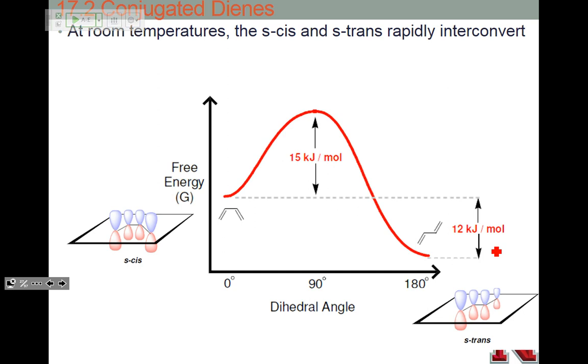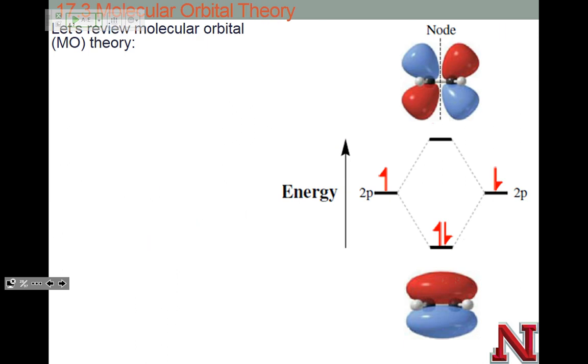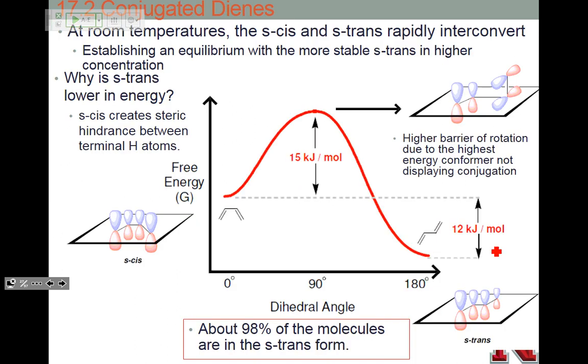But under normal room temperature, we can have this occur. So about 98% of the molecules are in that S-trans form. But as you can see, this barrier comes from the fact that we don't have conjugation. And the conjugation is what makes our conjugated pi bonds more stable. So the p orbitals are not overlapping while it's rotating.